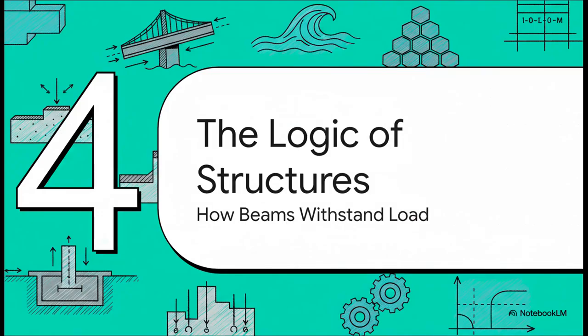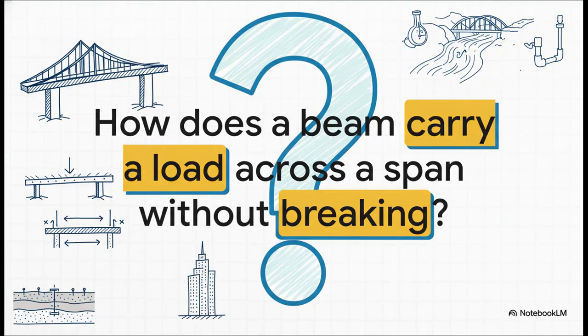All right, let's bring it all together now. We've looked at material properties, external forces, and the foundation itself. Now let's see how all these principles combine in one of the most fundamental structural elements out there, the beam. It seems so simple, doesn't it? Just a horizontal plank supported at both ends. But how does it actually work? How does it fight back against the forces that are trying to bend it and snap it in half?